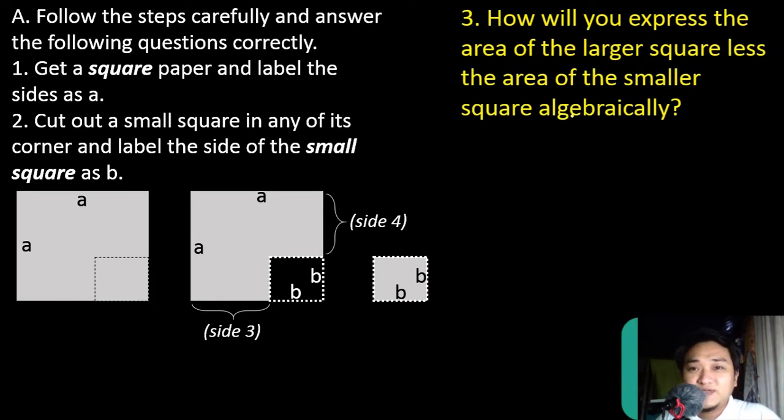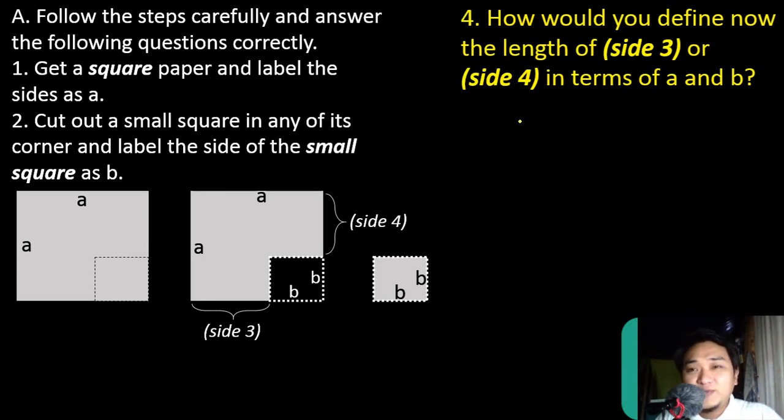Now, how are we going to express the area of the larger square less the area of the smaller square algebraically? Paano naman natin na-express algebraically kung yung malaking square kanina, binawasan ng maliit na square. So, ito yung magiging itsura niya. And, mathematically, ano kaya yung kanyang expression? So, don't forget na yung area nito kanina is A squared. Yung area naman nitong maliit is equivalent to B squared. So, therefore, larger square less the smaller square, the area will be A squared minus B squared.